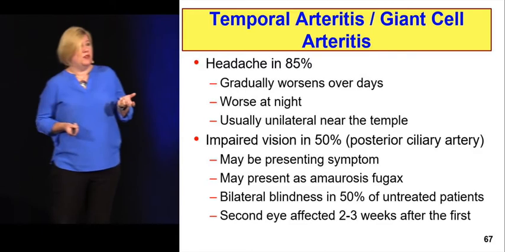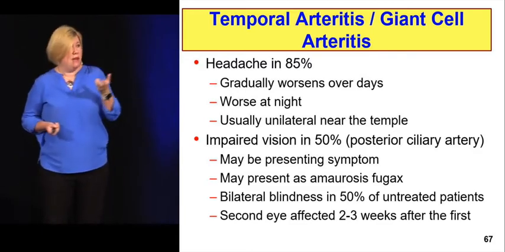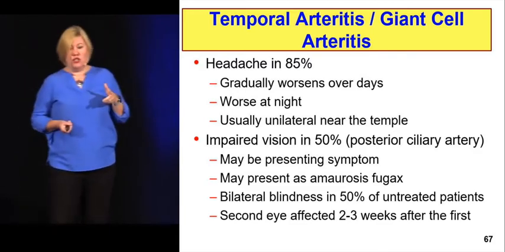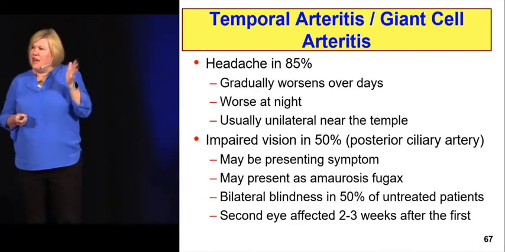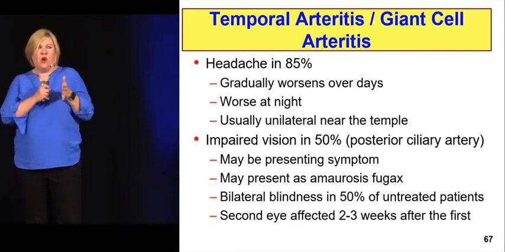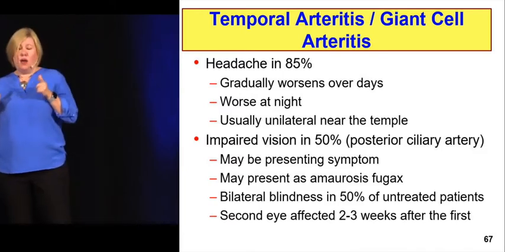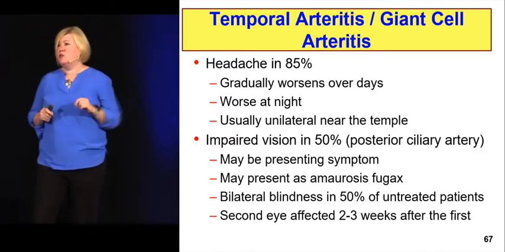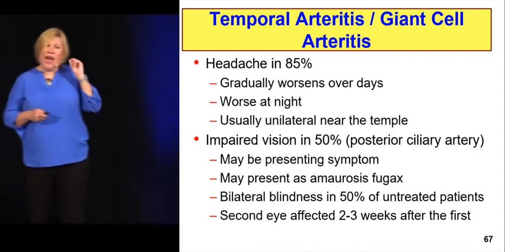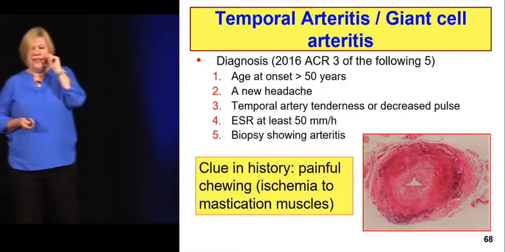It can present almost like an amaurosis fugax, where they lose vision and then it returns. But the thing is that if it's left to progress, most of them will go on to blindness, at least in one eye, if not both eyes, if they're not treated emergently with high-dose steroids. So it's really a clinical diagnosis, because after the first eye is affected, it'll progress to the second eye.